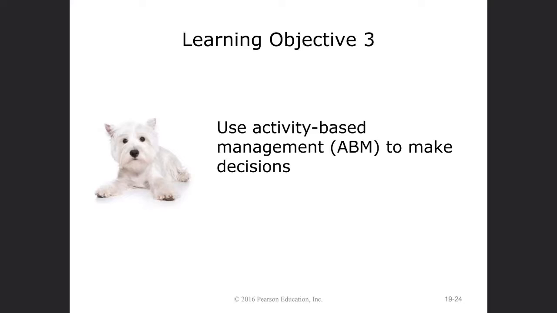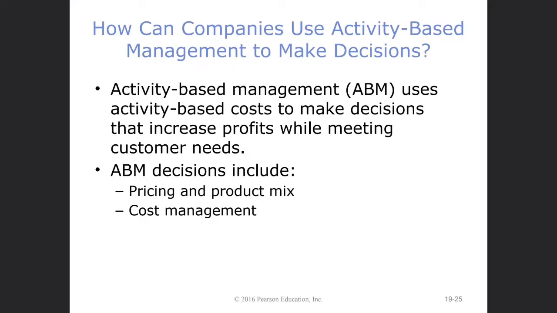Use activity-based management to make decisions. So how can companies use activity-based management to make decisions? Activity-based management, ABM, uses activity-based cost to make decisions that increase profits while meeting customer needs. ABM decisions include pricing and product mix and cost management.